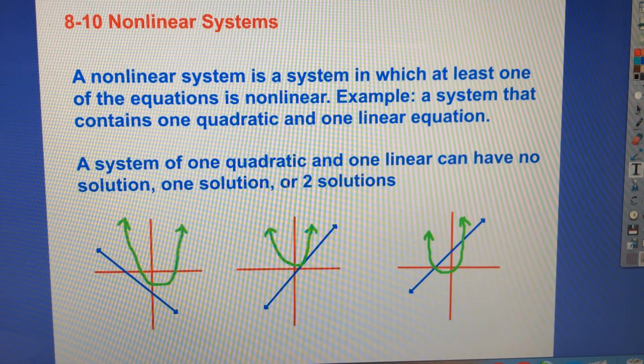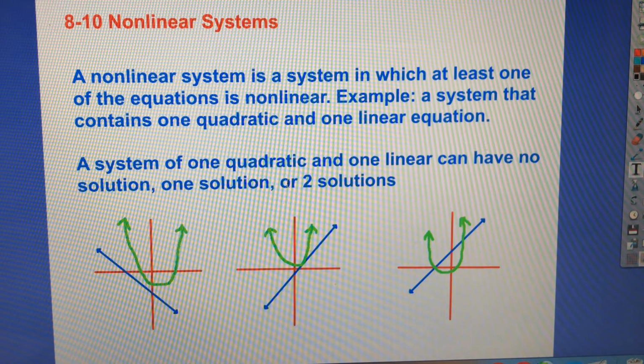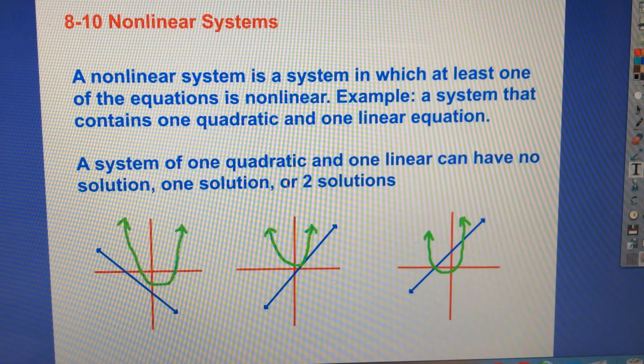Okay, our last section in the quadratic group, nonlinear systems. So we did systems of equations with linears. We did systems with linear inequalities where we did the shadings. So now what happens if I have a quadratic and a linear?